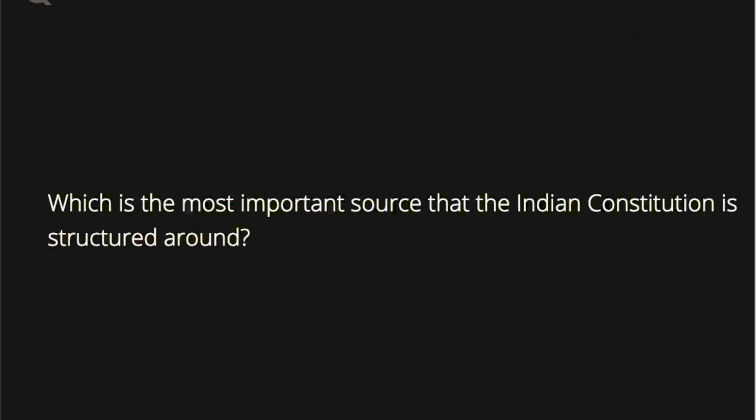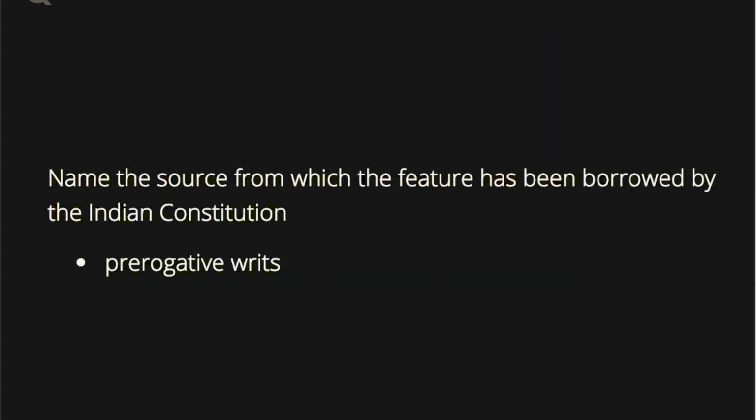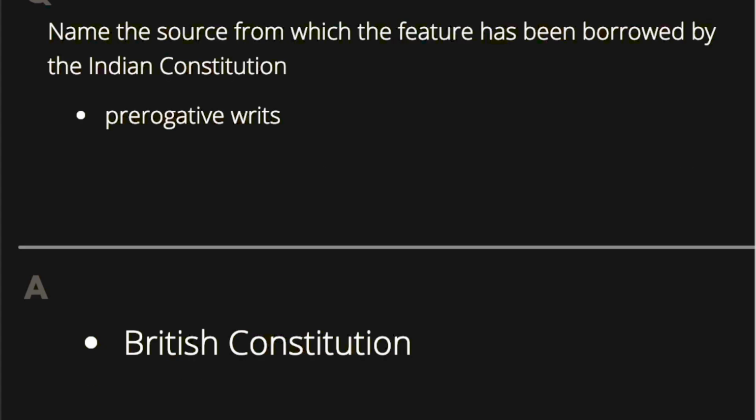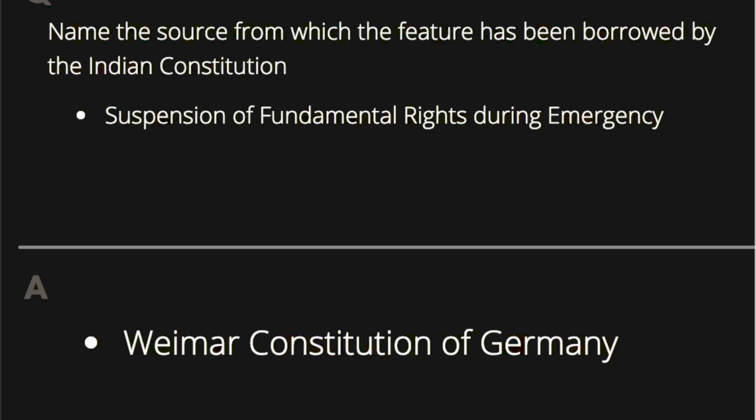Which is the most important source that the Indian Constitution is structured around? Government of India Act of 1935. Prerogative writs. British Constitution. Suspension of fundamental rights during an emergency. Germany.